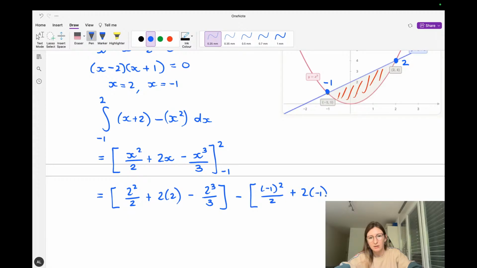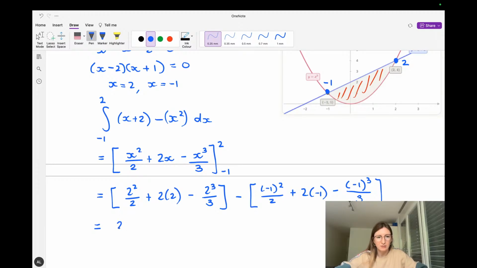Minus 1 squared over 2 plus 2 times minus 1 minus minus 1 to the power of 3 over 3. When in doubt, use brackets. There we go. So I've taken x equals 2 and x equals minus 1 and subtracted them. And now what do we get?